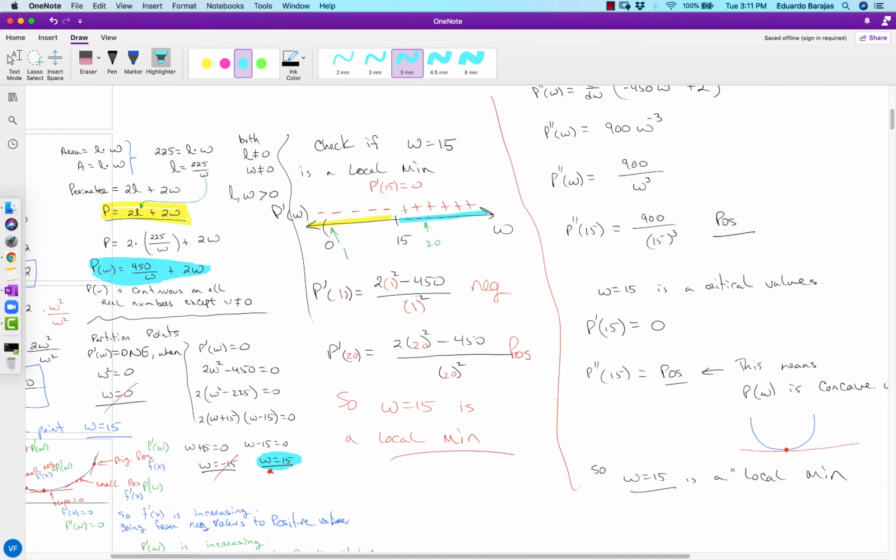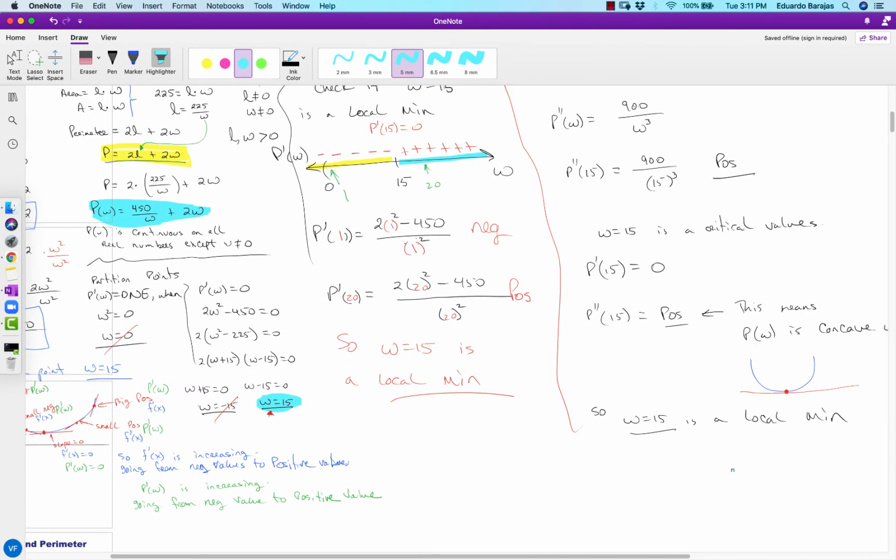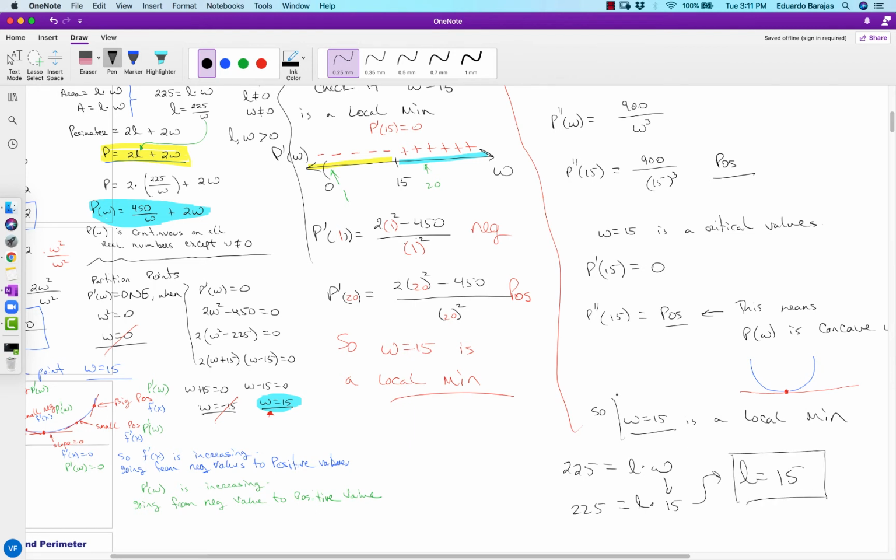Now all we have to do is find L, and we'll be done with this problem. Going back to our area formula, we know that 225 must be equal to length times width. And we already know that the width is 15. So we have this formula, and we know that L must also be equal to 15. So there's our dimensions for a rectangle. Both the length and the width must be equal to 15.